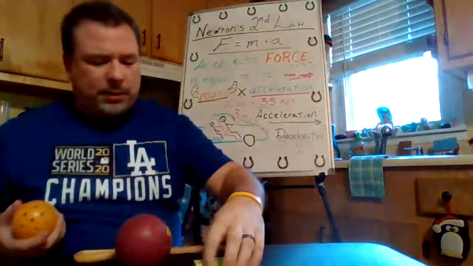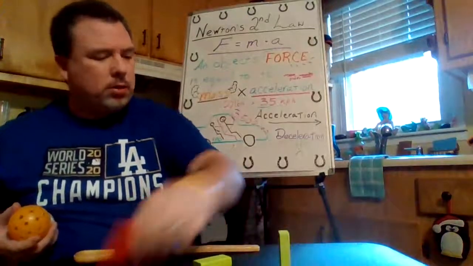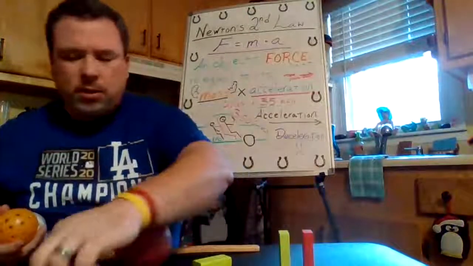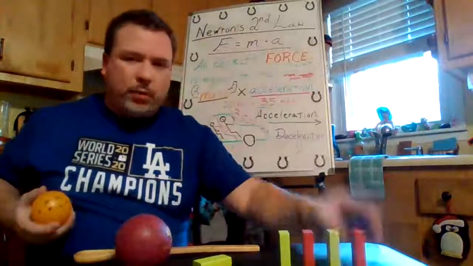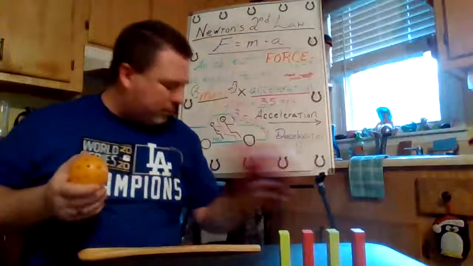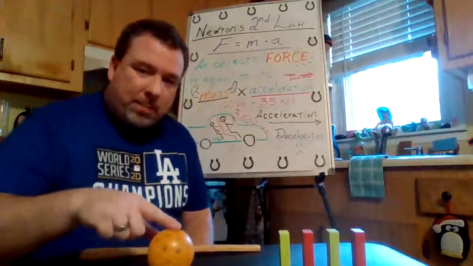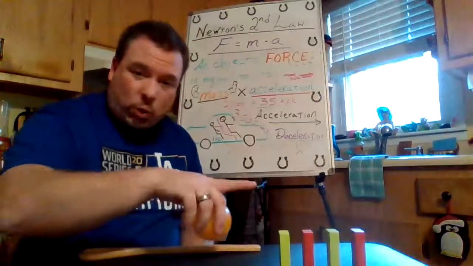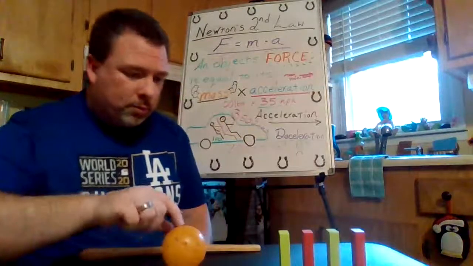I have some blocks here. I'll set them up. I have a green block, a red block, a green block, and a red block. Okay? Now, we're going to do a small demonstration using these. Here's the wiffle ball. Now, I'm just going to take my finger and flick it towards the blocks. I want you to watch what happens. Make an observation.